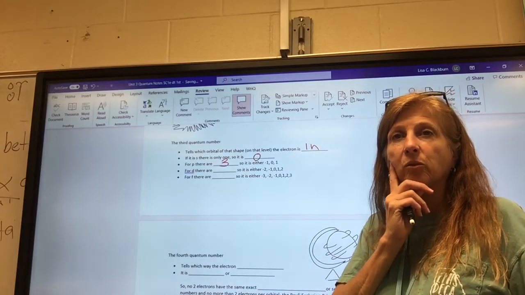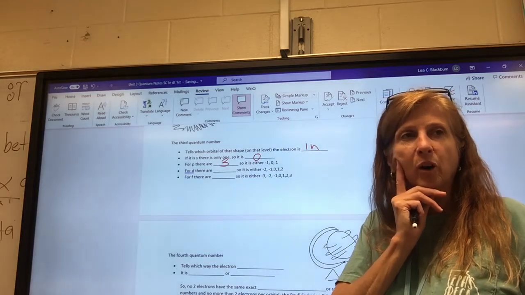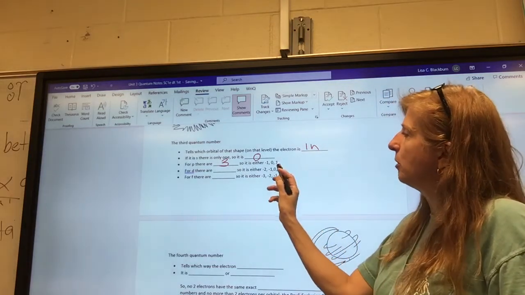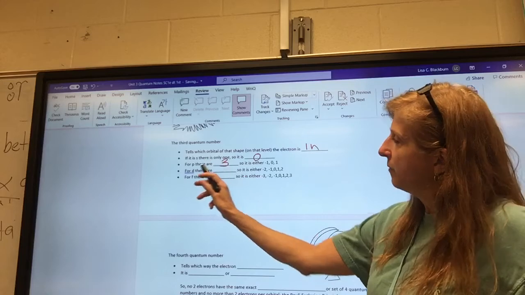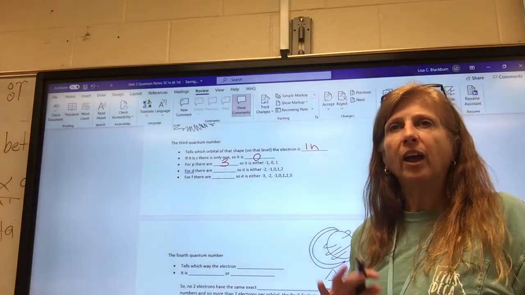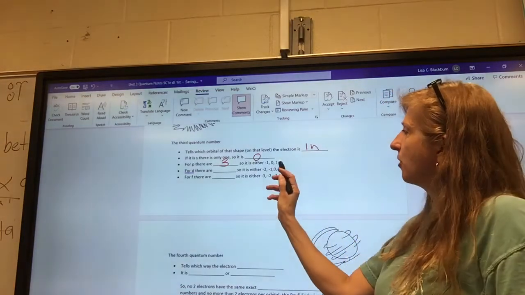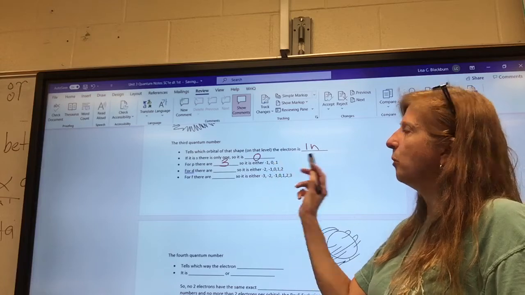This is the honors only knowledge. Let me say it one more time. The numbers for the third one, if it's a P, are choices X, Y, or Z. If they were smart, they would have called them X, Y, or Z. Oh no, they are called -1, 0, or 1.